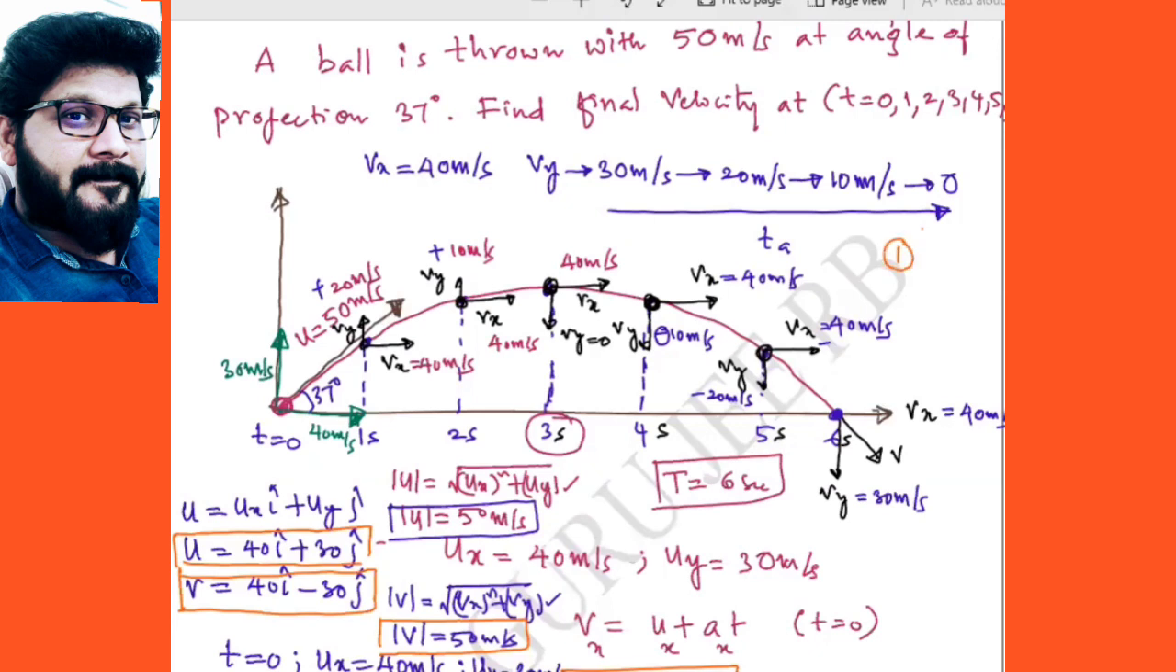Number one, when the body is going to maximum height in a projectile motion, its horizontal velocity remains constant and vertical velocity gradually decreases. You can write in your own words. Second point, at maximum height, the y component of velocity is 0, but horizontal velocity remains constant. Third, when the body moves from maximum height to the ground, that is during time of descent, the y component of velocity gradually increases in the negative direction and horizontal velocity remains constant.